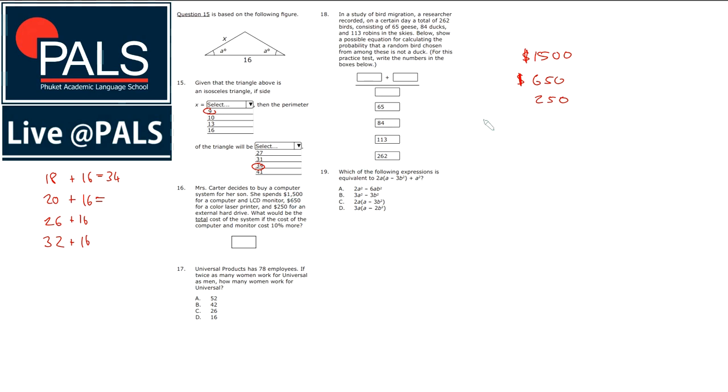Okay, so 10% of 1,500 is very simply calculated. That would be 1,500 times 10 divided by 100. Now this is basically divided by 10, which is 150. So this is the 10%. Now obviously it costs that much more, so it's 1,500 plus 150.